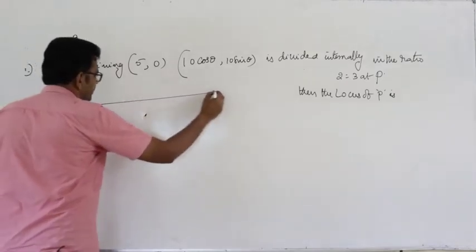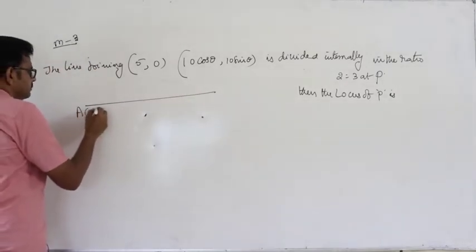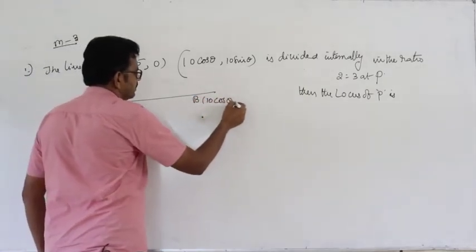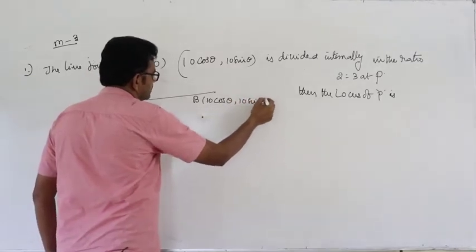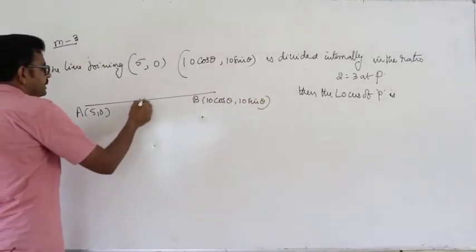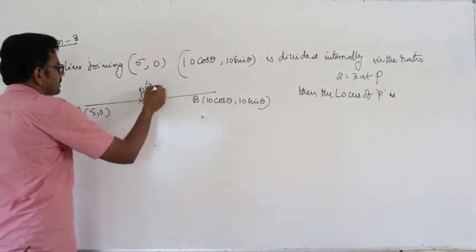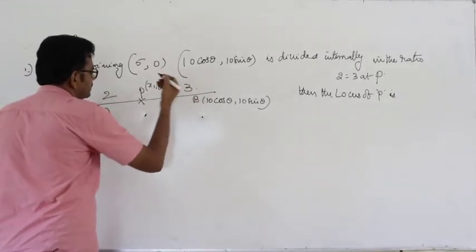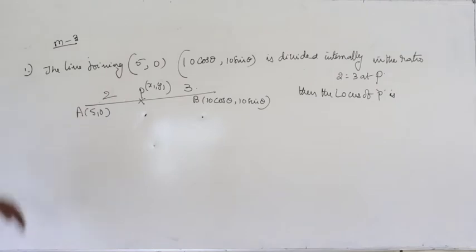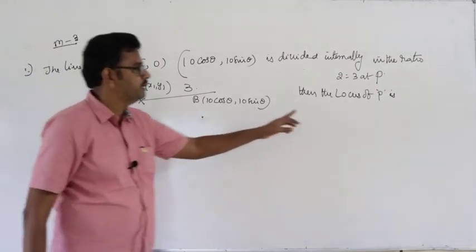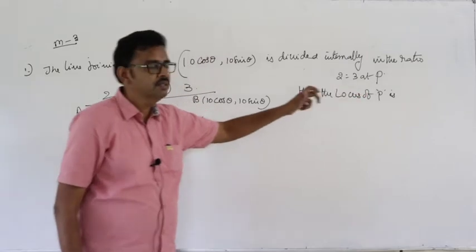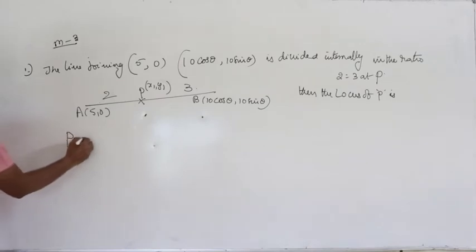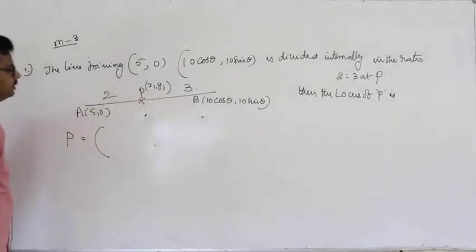The line joining the points. So this is A, 5, 0. This is B, 10 cos theta, 10 sin theta. The point P divides AB in the ratio 2:3, call it x1, y1. Then the locus of the point P is. To find the locus of the point P, let x1, y1 be the point. P divides AB in the ratio 2:3.